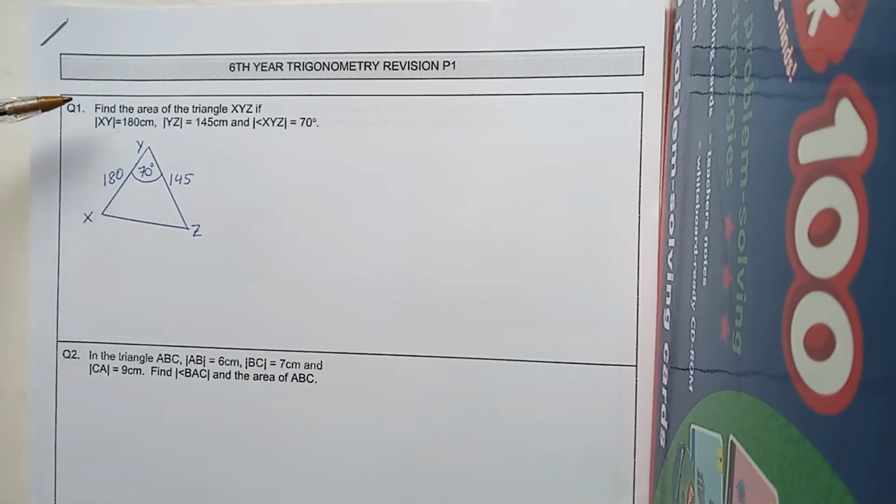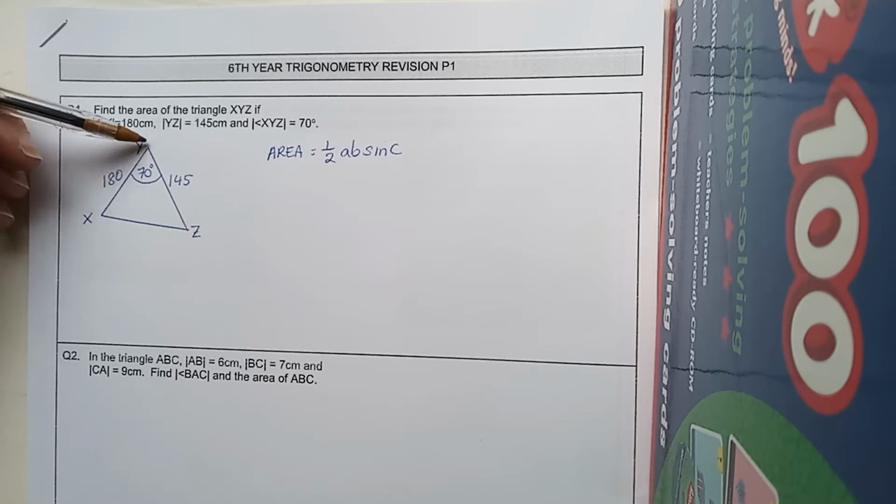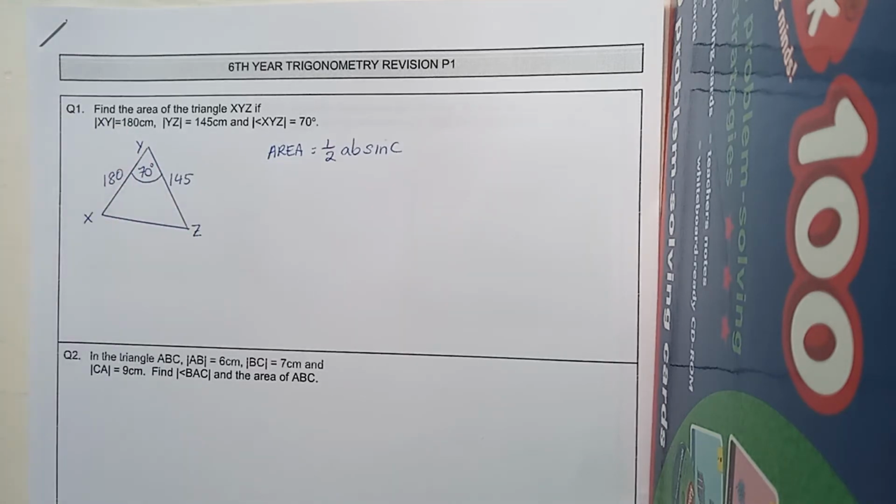I want to find the area of this triangle. So to find the area, I need to go to my log tables and look at my rule. And the area formula is a half AB sine C. And of course, this means that I need to know two sides and the included angle. And I have that here. I've got two sides and the angle in between them. So now I can proceed.